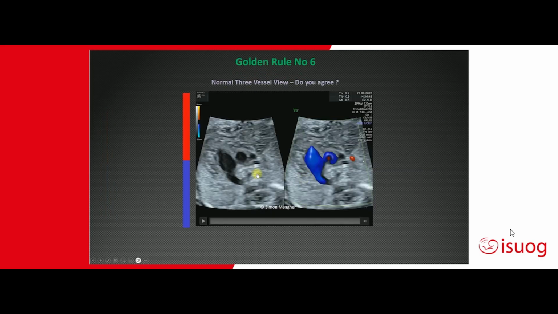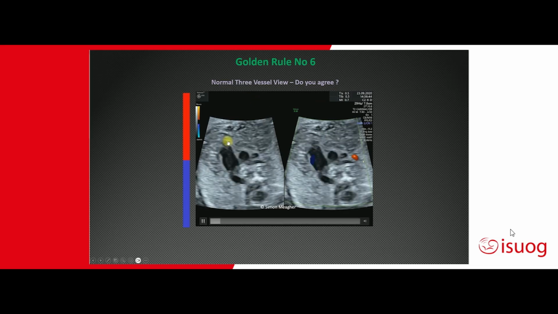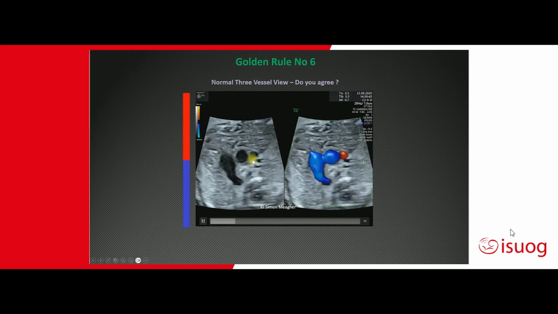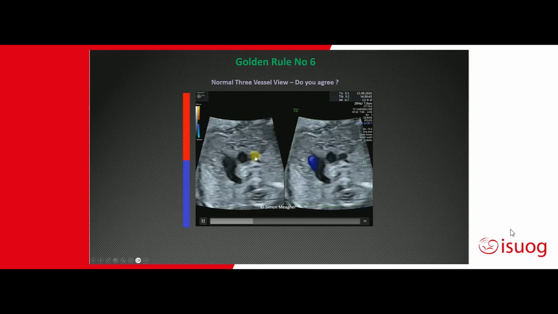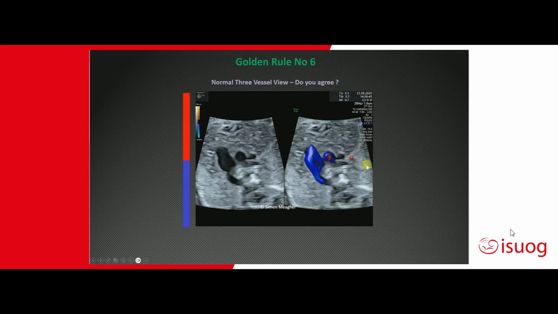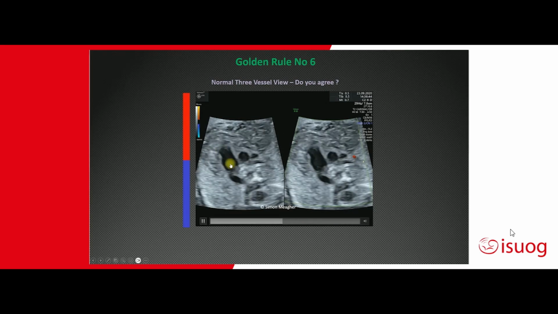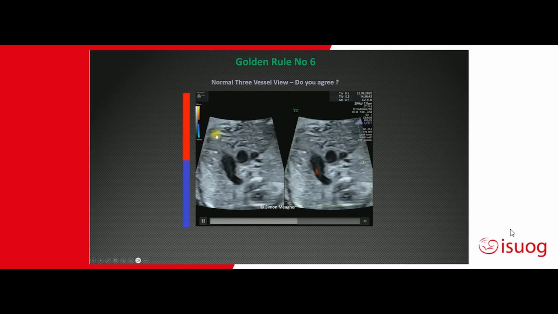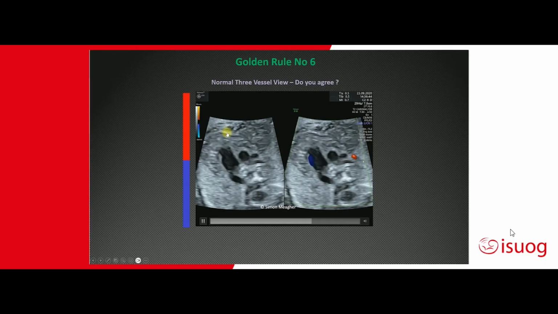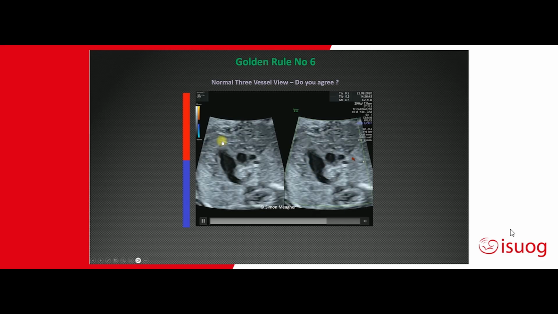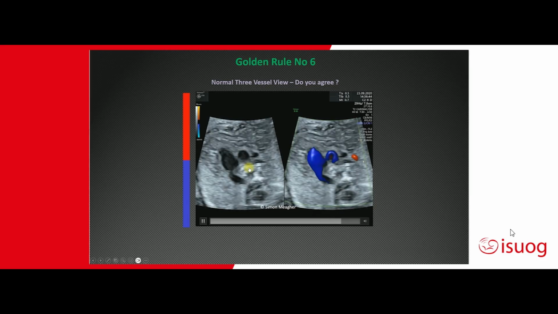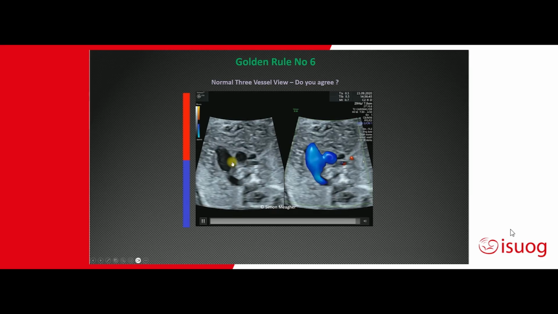Golden rule number 6. I'm going to ask you a simple question. Is this a normal 3-vessel view? Pulmonary artery, larger than the aorta, larger than the SVC. And it's sort of a trick question because I would not accept that as a right ventricular outflow tract view. Why? Because I don't have the right ventricle in view, I don't have the pulmonary artery in view, and I only have part of the information of the right ventricular outflow tract. I'm just seeing a little bit of the right pulmonary artery, I'm not seeing the left, and a little bit of the arterial duct.